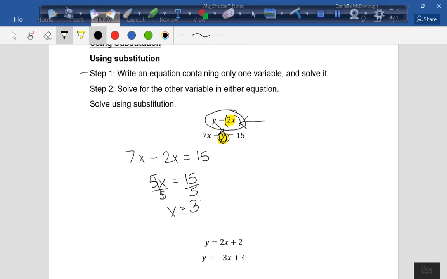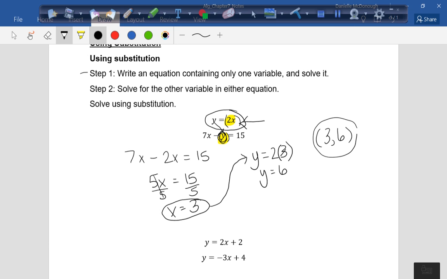Now I know that x is equal to 3, but we still need to know what y equals. So we're going to come up and substitute it back into that original equation. y is equal to 2x, so 2 times 3, so y is equal to 6. So the ordered pair is (3, 6), and that would be my solution.